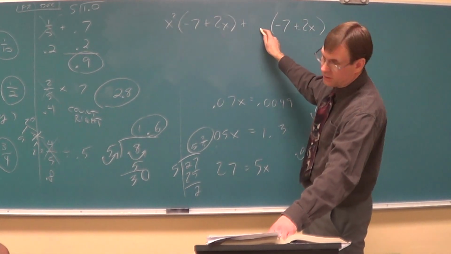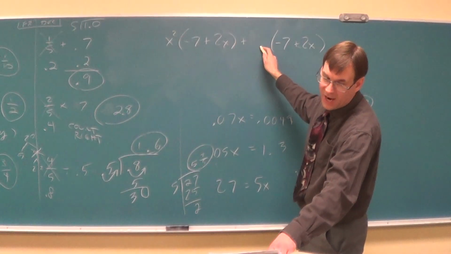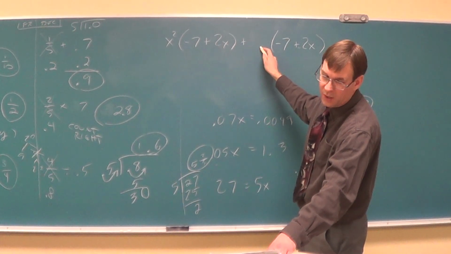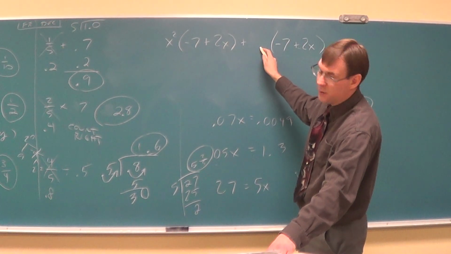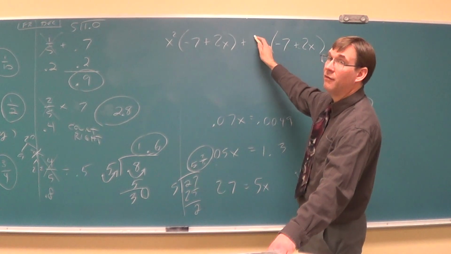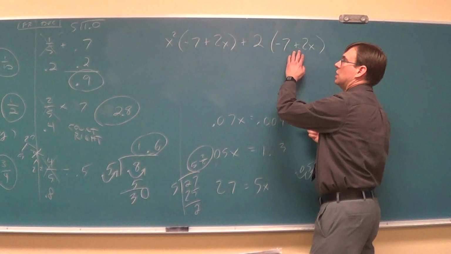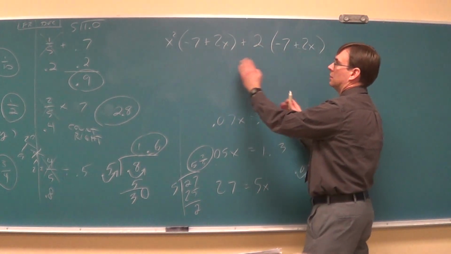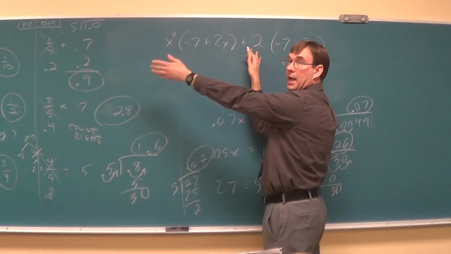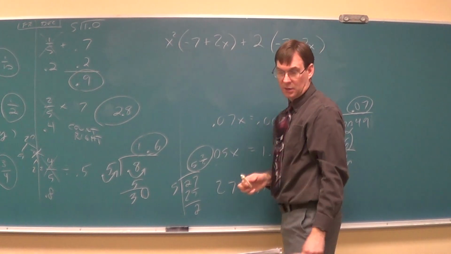Is there something that you can take off of the back 2 that leaves you a negative 7 and a 2x? Yeah, what can you take off? That's it. So this thing that's already in parentheses would be one of the factors. The other factor would be the x squared plus 2.